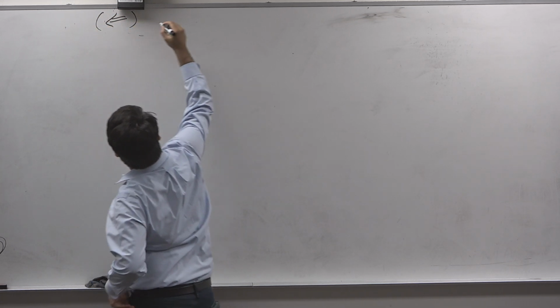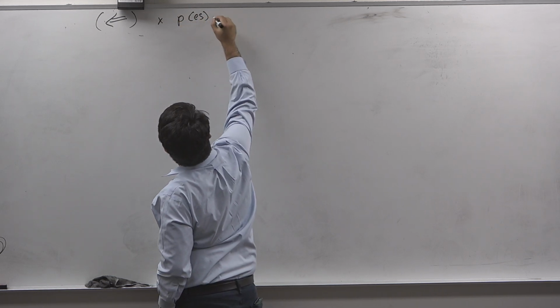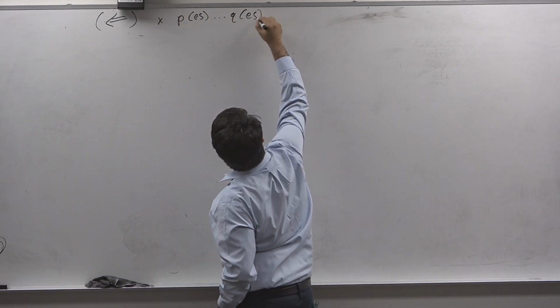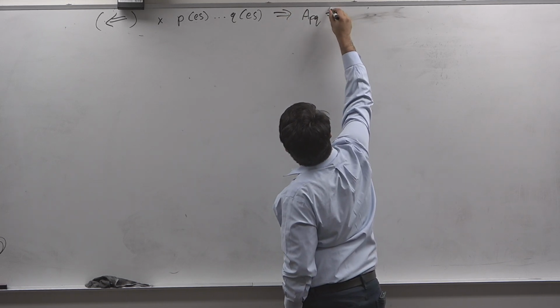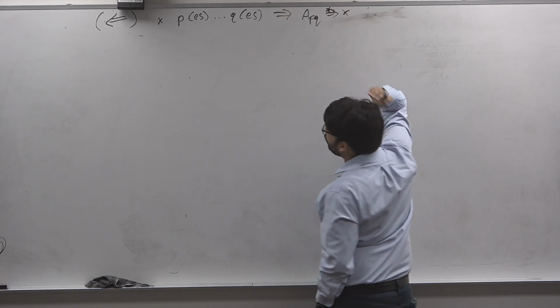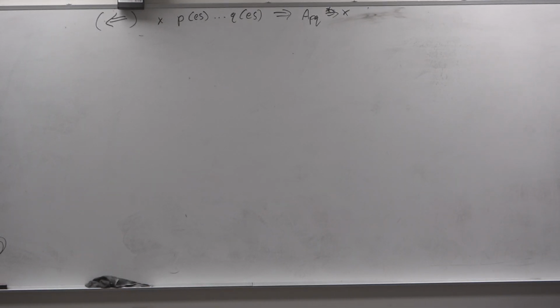We want to prove this direction, which is that if X is a string that brings the PDA from some state P empty stack to Q empty stack, then that implies that A_PQ must produce the string X in 0 or more productions, right? If the string brings the PDA here to there, then the non-terminal produces the string as we want. How should we proceed?